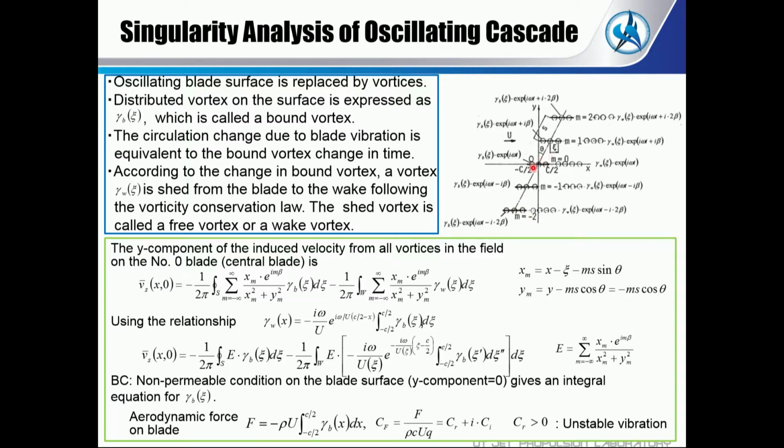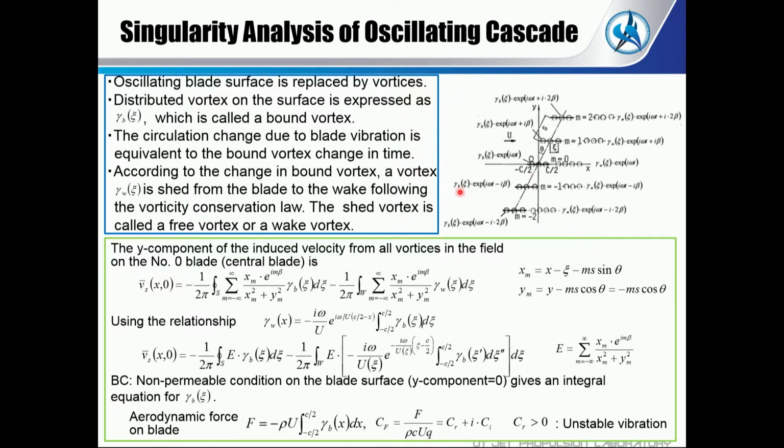and these are oscillating, and the oscillating blade surface is replaced by vortices shown here. And distributed vortex on the surface is expressed as gamma B. And this is called a bound vortex. And C is a local coordinate on each blade. And the circulation change due to blade vibration is equivalent to the bound vortex change in time.